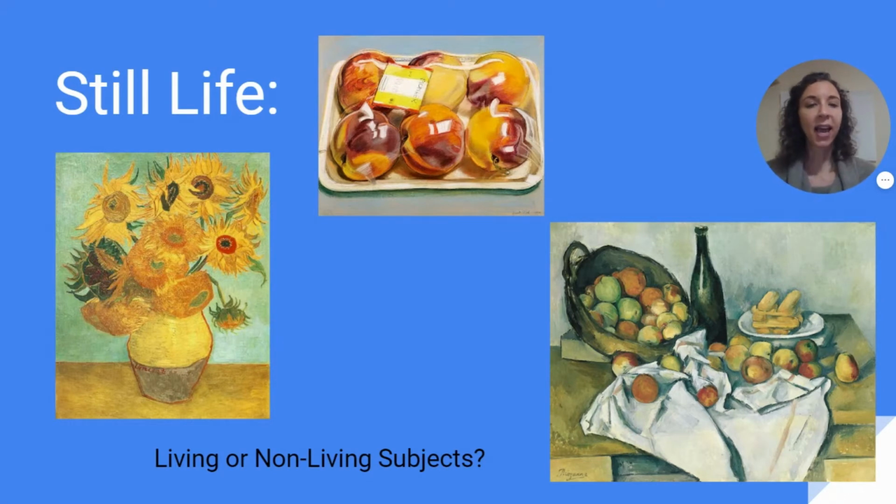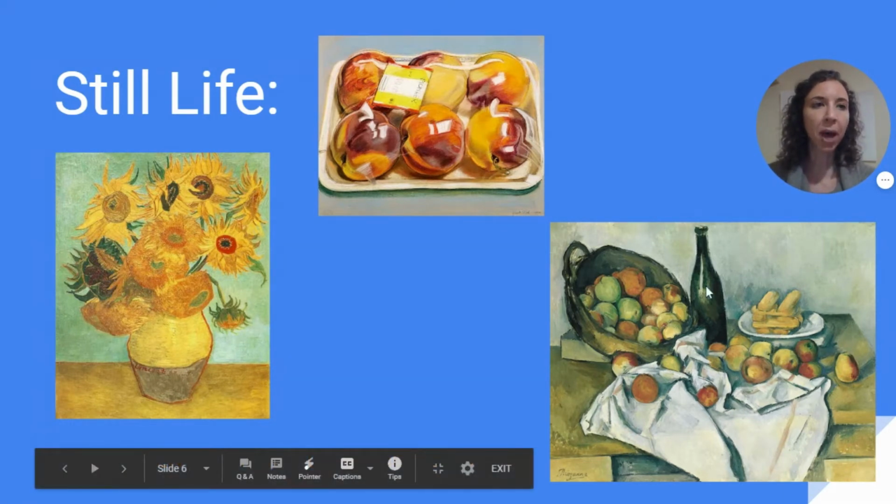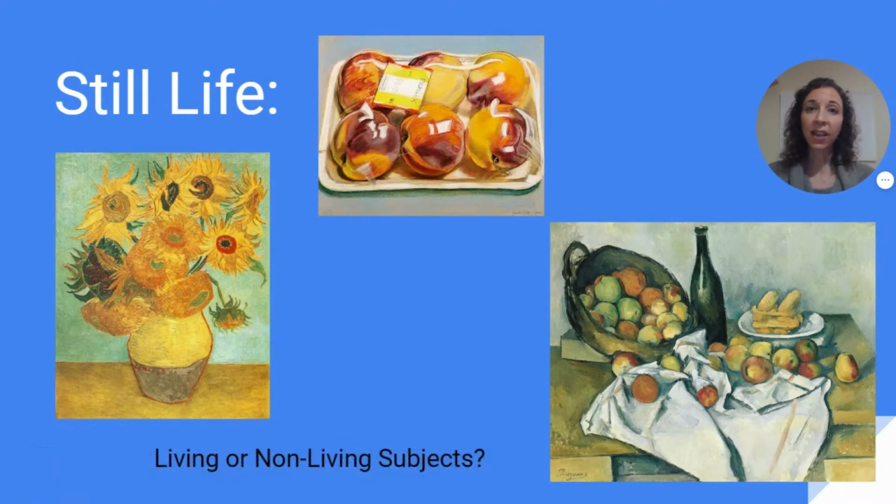And then let's look at the artwork down here in the bottom. Does it have things that are living or non-living? Remember we talked about fruit. Once it's picked, it is non-living. Think about the bottle, or it looks like maybe some bread on a plate or a cloth. Are those things living or non-living?